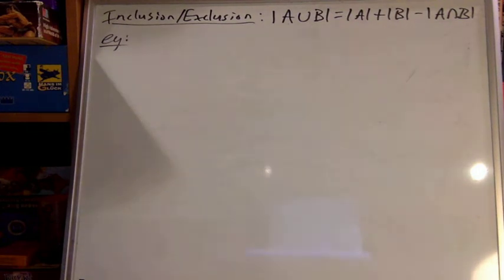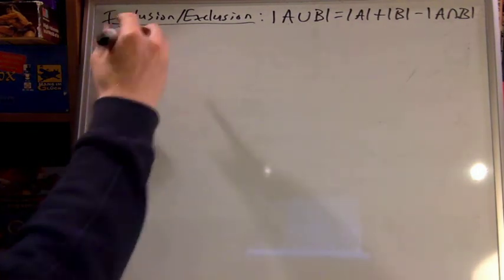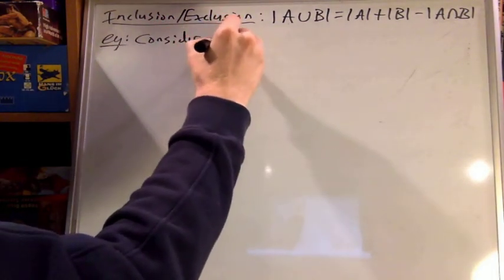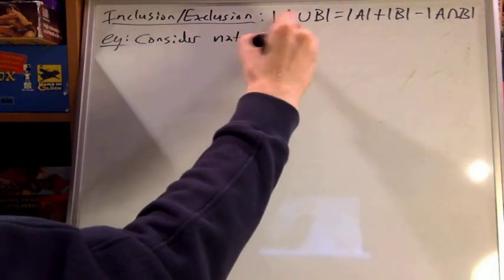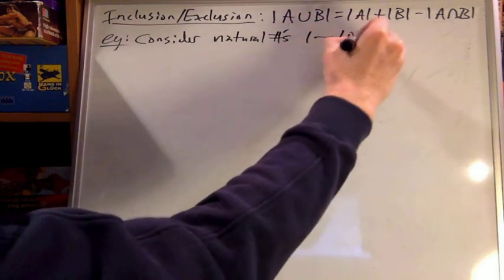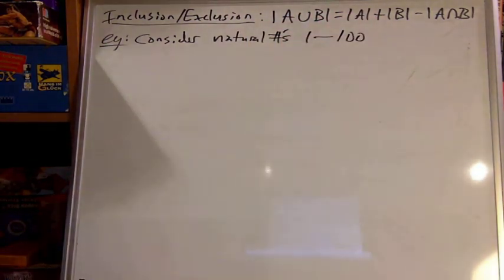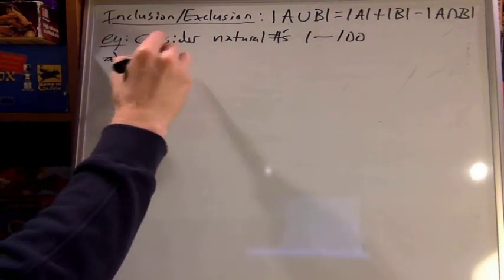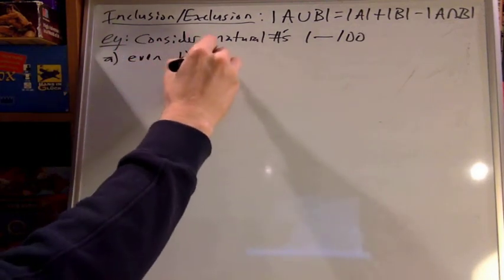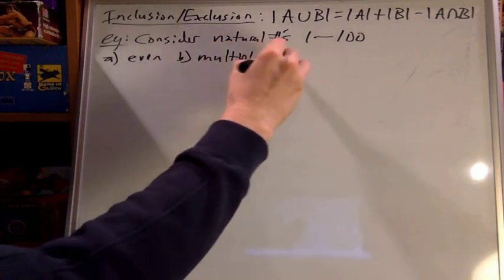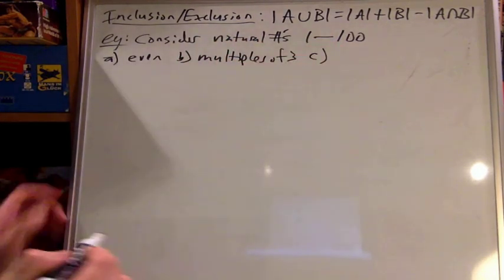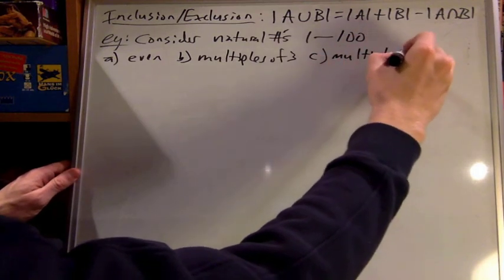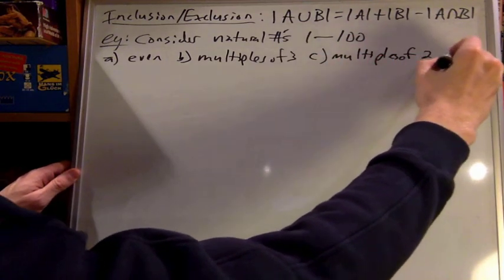All right, so the next question is going to be a 3-parter. So let's consider the natural numbers from 1 to 100. Sounds fine? So part A, I want to know how many are even. Part B, how many are multiples of 3. And part C, how many are multiples of 2 or 3?